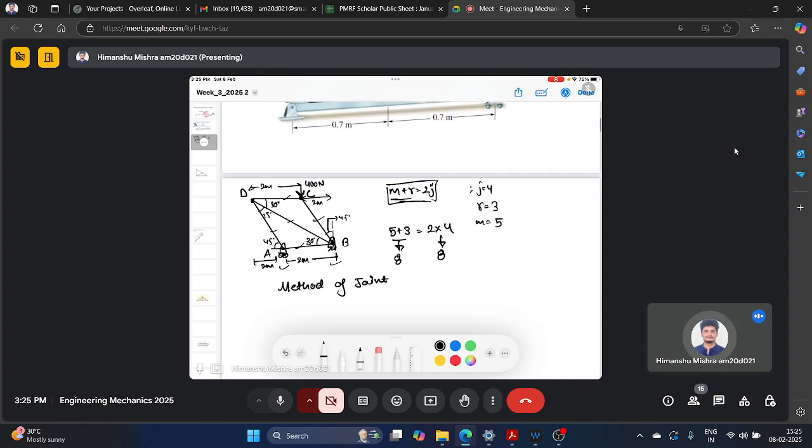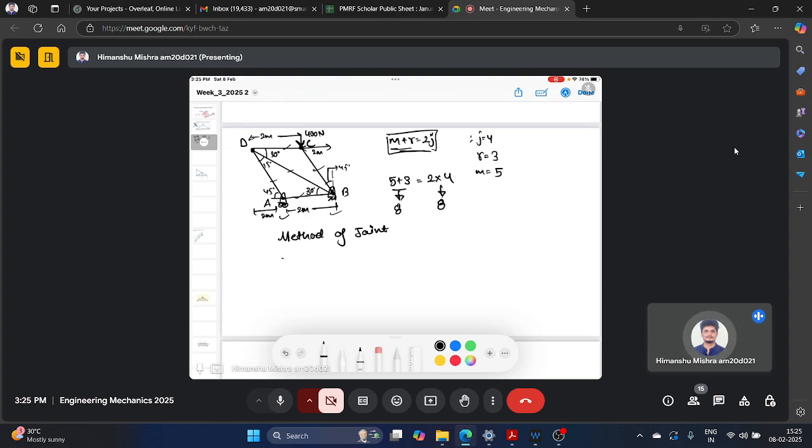So once you start with the method of joints, it is just an equilibrium concept at each joint of the truss. So we will be using equilibrium concepts here. First make use of coordinates, then draw the free body diagram, and then use the equilibrium equations.